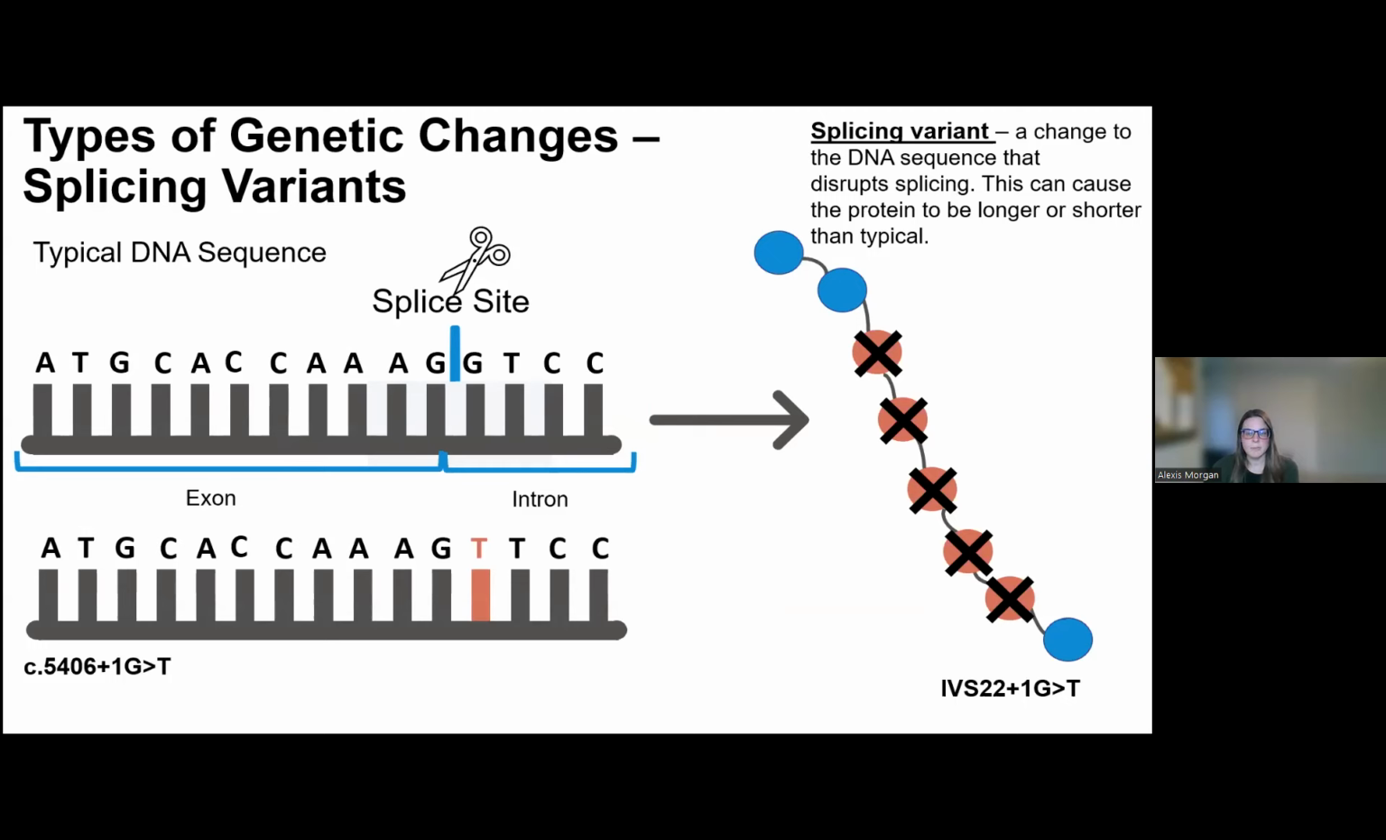In this example, the body typically recognizes a splice site between G and G. But here, the second G is changed to a T, so the body is not able to read the splice site anymore, and therefore it's missed.